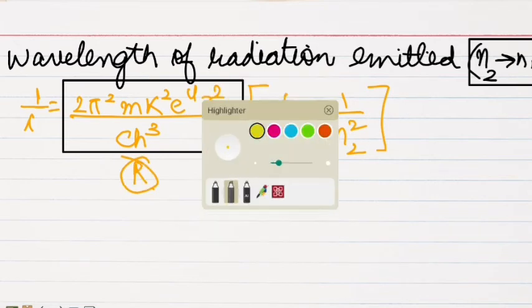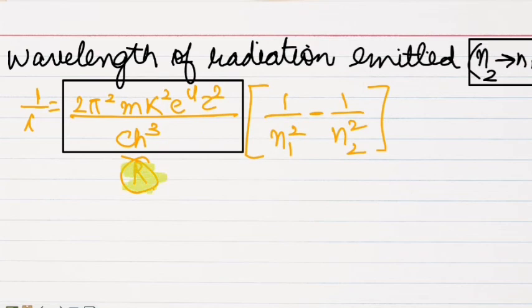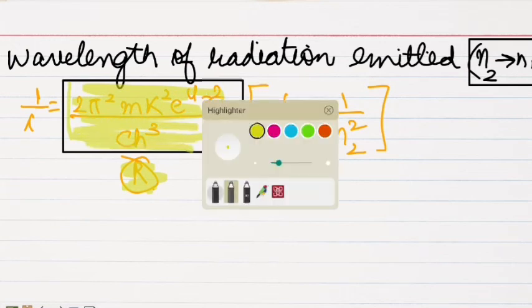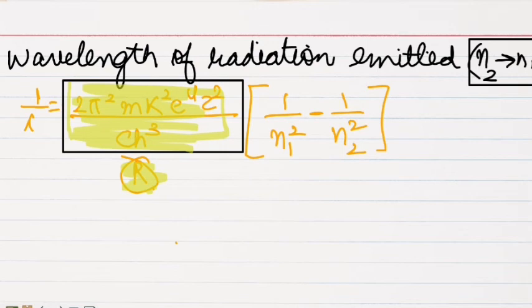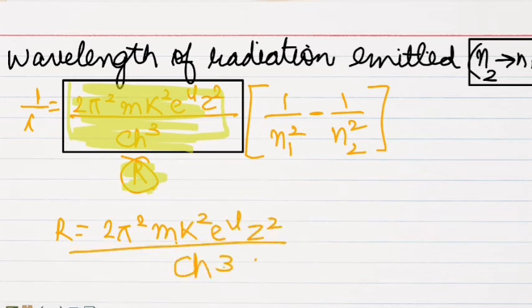So this is to be highlighted: this part r is Rydberg's constant for the whole value that we have got over here from our understanding. So we can write, what is the value of r? The value of r is 2 pi square m k square e^4 z square upon c h cube. And when we put the values of all of these constants, this Rydberg r becomes again a constant. The value is 1.097 multiplied by 10 to the power 7 meter inverse.